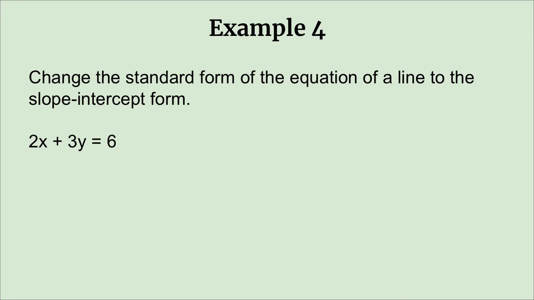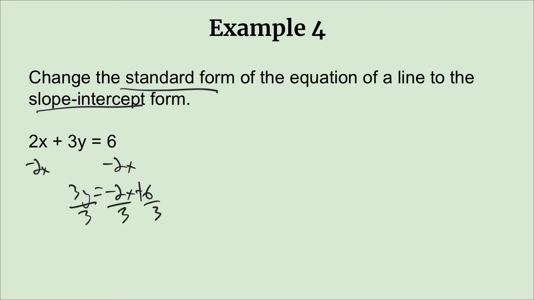Now we're going to go the other way. We're changing it from standard form to slope-intercept form. So we got to get the y all by itself here. So we're going to subtract 2x from both sides. We get 3y equals -2x plus 6. And then we divide every term by 3. And we get y equals -2/3 x plus 2.